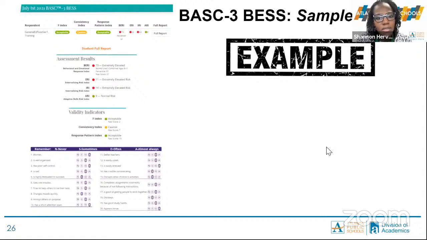This is an example of a score report for a student that was completed by a teacher. We want you to have an opportunity to view an example of what a screener report could tell you for each student. Let's pause for a few seconds so that you can review, and the next few slides will provide more explanation of the individual components of a score report. Next slide.